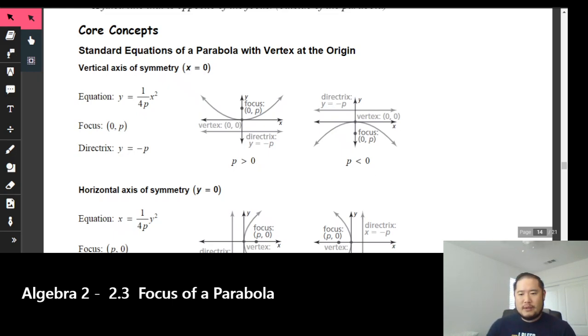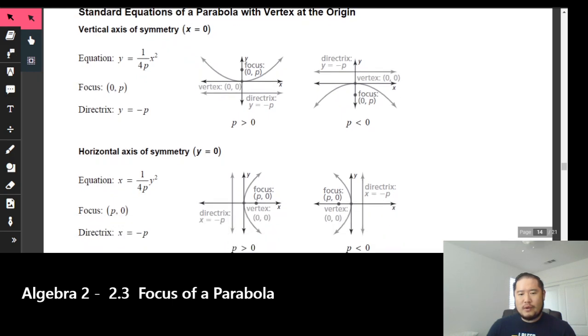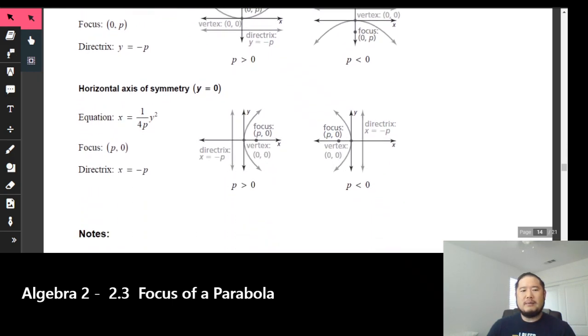However, when we scroll down, now we're going to look at an axis of symmetry that happens to be horizontal right here. Horizontal axis of symmetry, y is equal to 0. So if the axis of symmetry happens to be y equals 0, then we now have a sideways facing parabola, either to the left or to the right. The equation stays the same, almost.